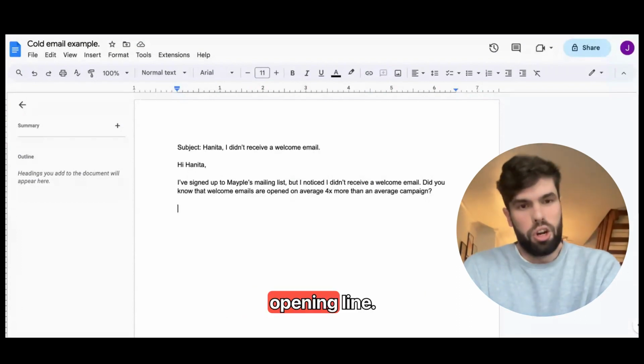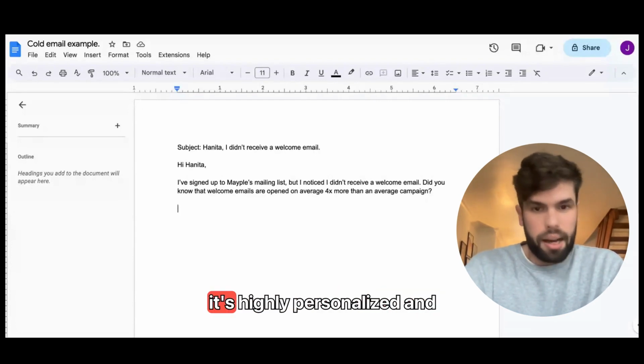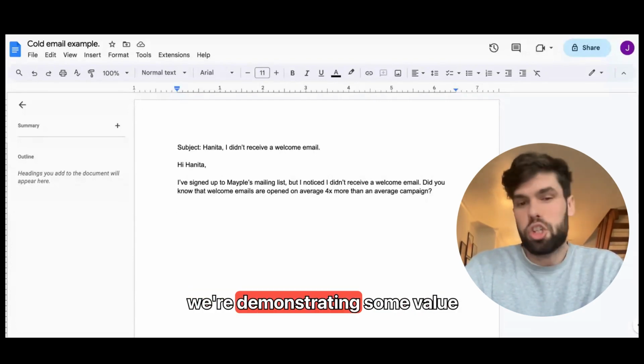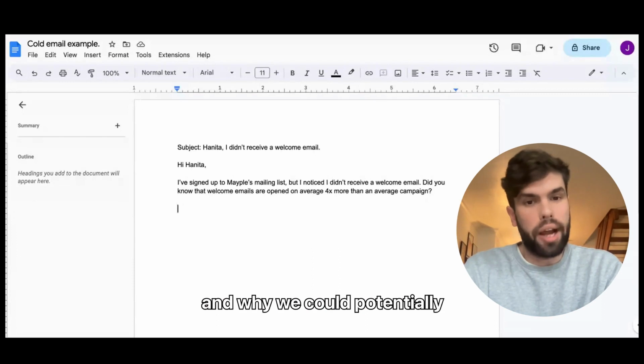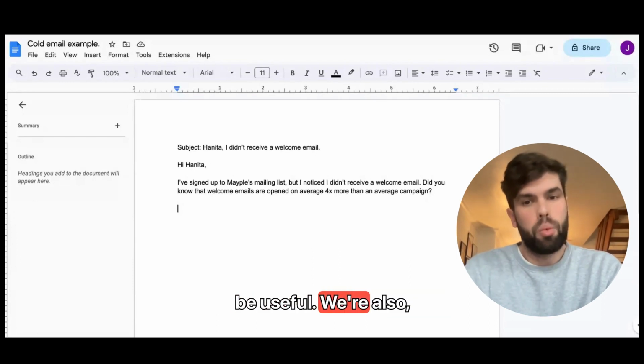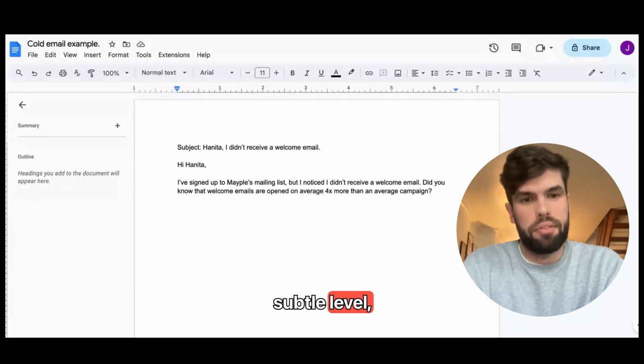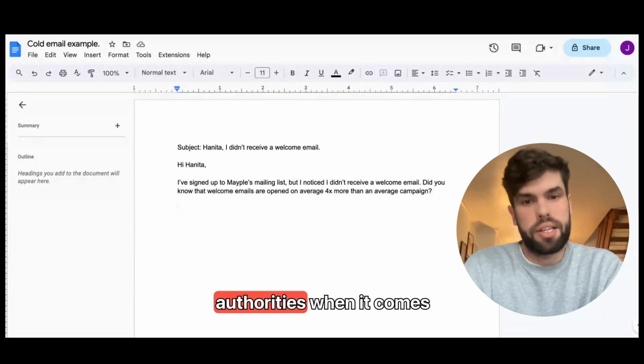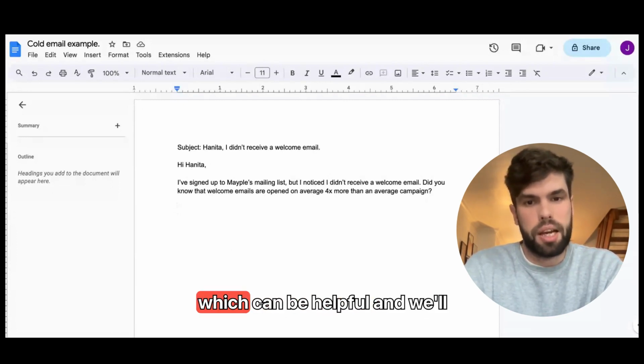So that's a pretty strong opening line. We're using the first person. It's highly personalized, and we're demonstrating some value and why we could potentially be useful. We're also, I suppose, on a more subtle level, positioning ourselves as authorities when it comes to emailing as well, which can be helpful.